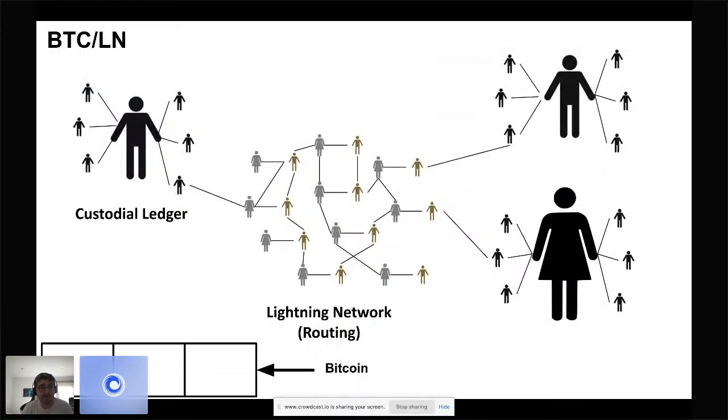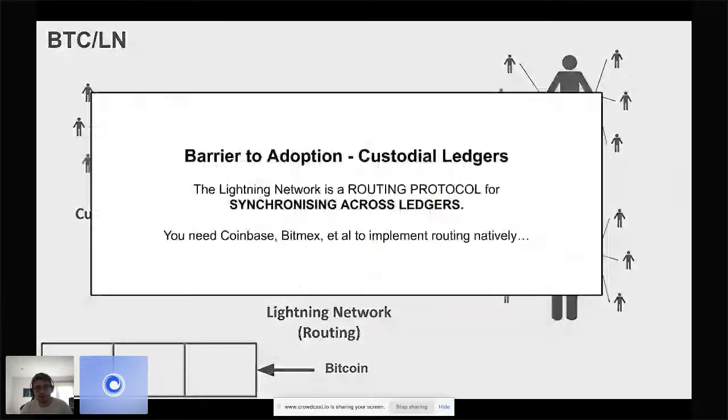And so on BTC LN today, what we mainly have are custodial ledgers, and you have the Lightning Network in the middle, this really awesome, exciting routing network. This is how you can tell I'm a Bitcoin Maxi. Then you have Bitcoin as this base settlement layer. But this is a barrier to adoption: custodial ledgers. The Lightning Network is a routing protocol for synchronizing across ledgers.